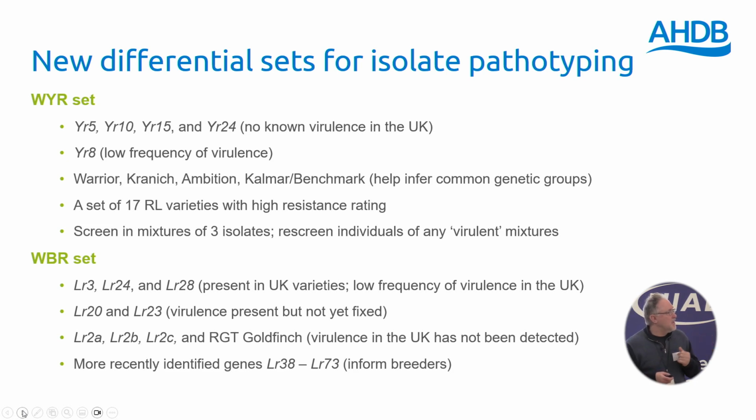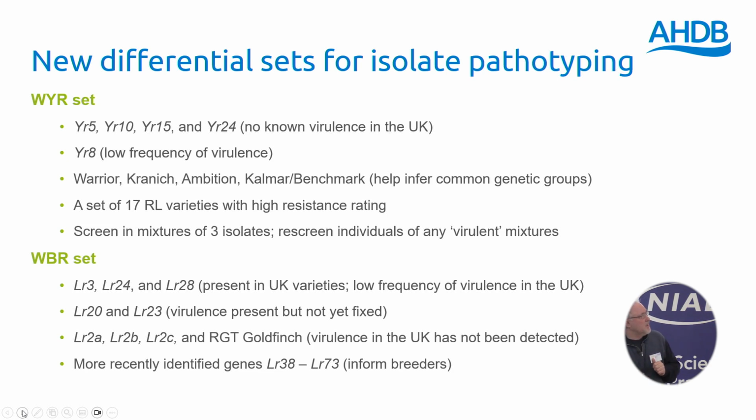For Yr8, there is a very low frequency of virulence, and again, we thought it would be important to monitor whether this will increase in the future. We also decided to include four or five different varieties. They would help to infer common genetic groups, because we don't do genotyping anymore, but those varieties could be used indirectly to predict to which genetic group the isolate belongs, not just the pathotype, but the genetic group.